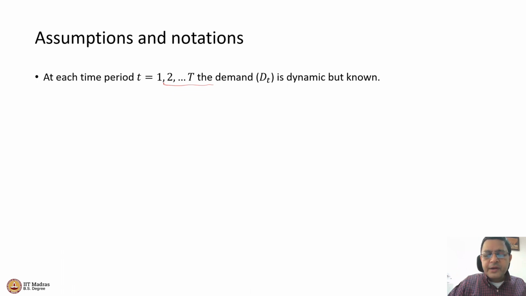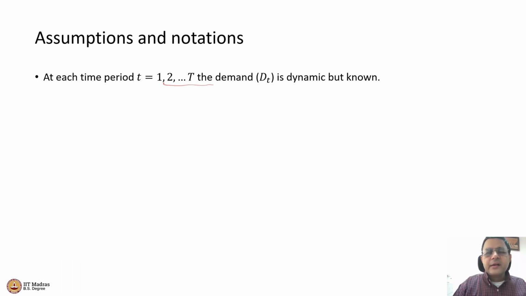Every month we are deciding how much to order, right? Time period 1 will be month 1, month 2, month 3, month 4, all the way to capital T being 12 months. You can think of that as weekly demand, and therefore week 1, week 2, week 3, week 4, and capital T will be the end of the year, right?